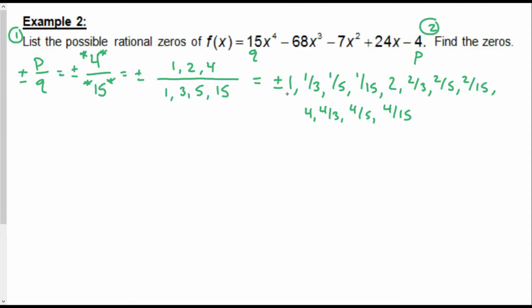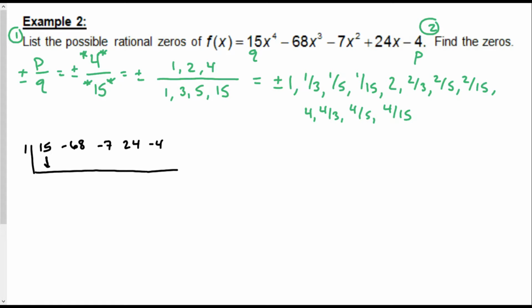So let's just start with the positives, and let's just start with 1. Okay, we're randomly guessing. It doesn't really matter where we start, but I'm going to say let's start at 1. When I do my synthetic division little boat here, I'm going to have 15, and then negative 68, and then negative 7, and then 24, and then finally negative 4, right?